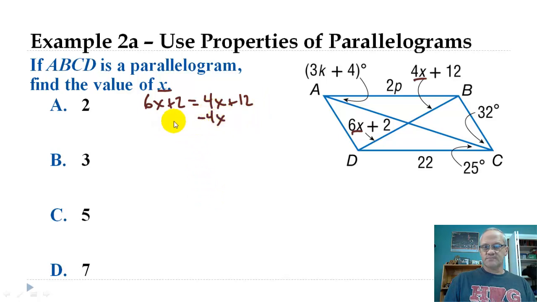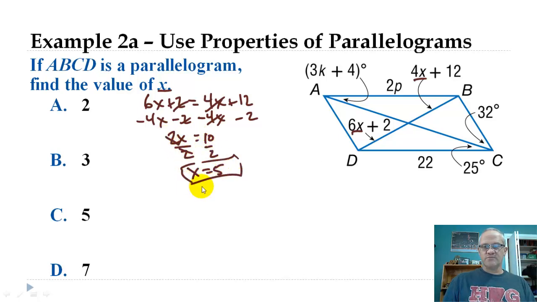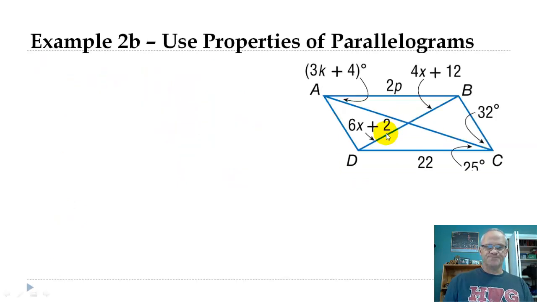Minus 4x. Minus 2. So 2x equals 10. Divide by 2, x is 5. It looks like that should be answer C. The bouncing red circle says yes, it's C. The whole key there was that the diagonal got bisected by the other diagonal, and so they are two equal parts.